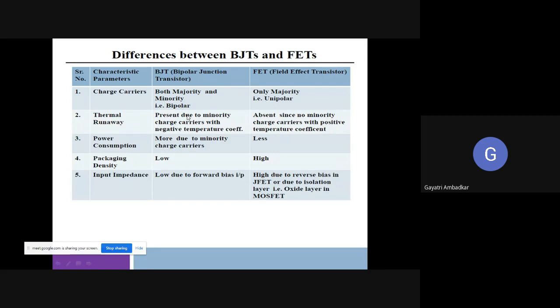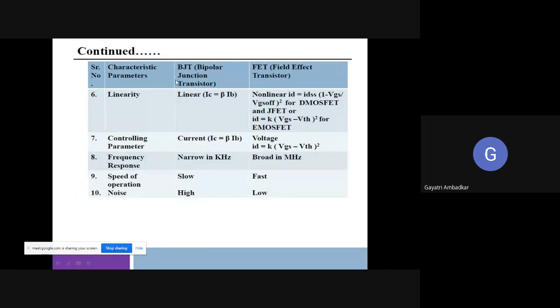So because of this, what happens if you see the speed of operation, the noise level, you will say because of the two different types of charge carrier present in BJT, noise level is high in BJT. Noise level is high in BJT as compared to the FET family. The speed of operation becomes slower because of presence of two carriers.